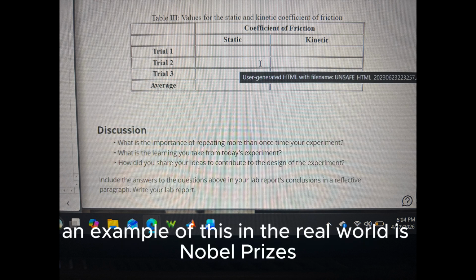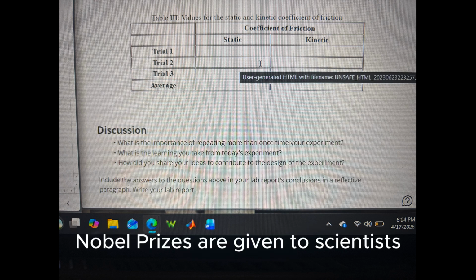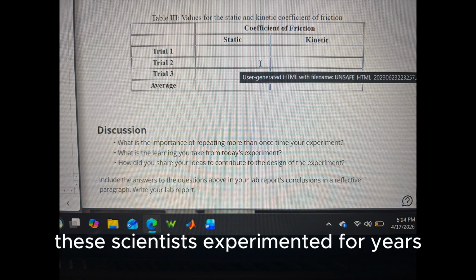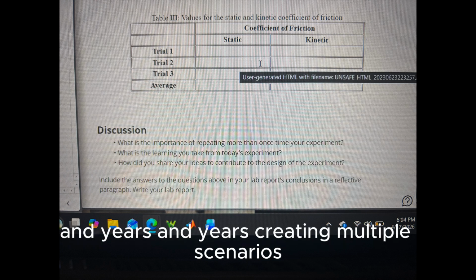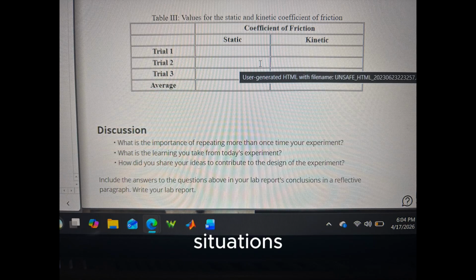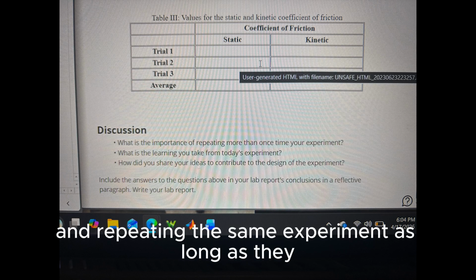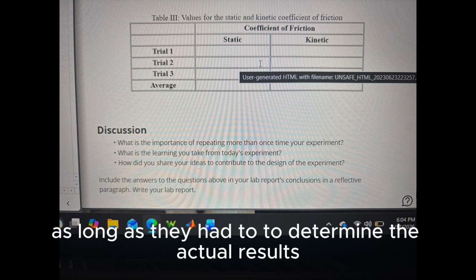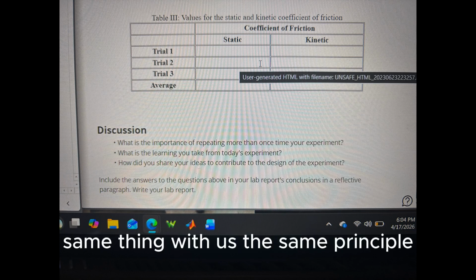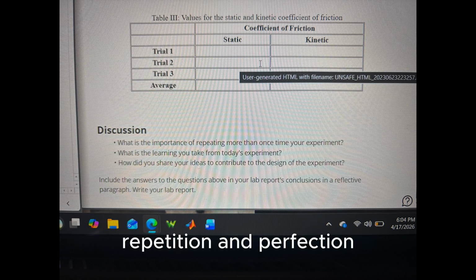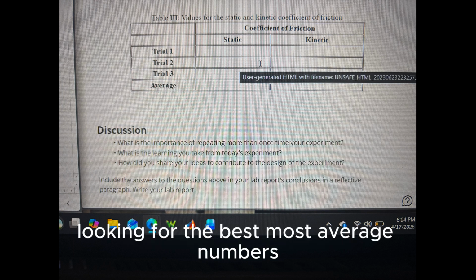An example of this in the real world is Nobel Prizes. Nobel Prizes are given to scientists with a great achievement. These scientists experimented for years and years, creating multiple scenarios and situations, and repeating that same experiment as long as they had to in order to determine the actual results. Same thing with us, the same principle of repetition and perfection, looking for the best, most average numbers.